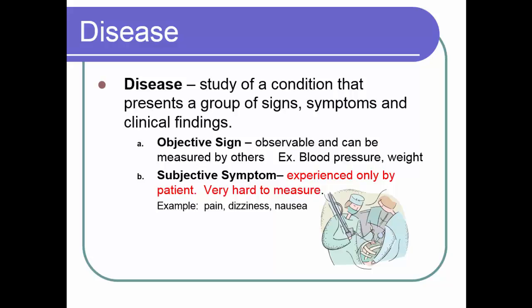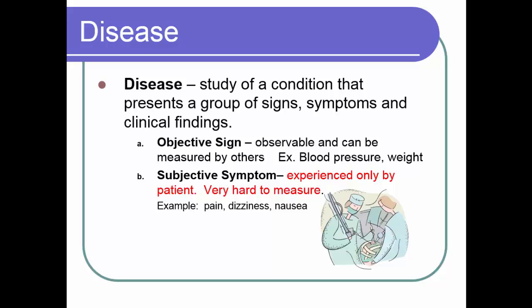An objective sign is observable and can be measured by others. For example, we can use a sphygmomanometer to measure someone's blood pressure. It gives us a reading, such as 120/80. We can use a scale and we can weigh someone. It gives us a reading in pounds or kilograms. We can also use a stethoscope and listen to a patient's heart and count how many beats per minute the heart is beating. So those are all observable and can be measured by others.